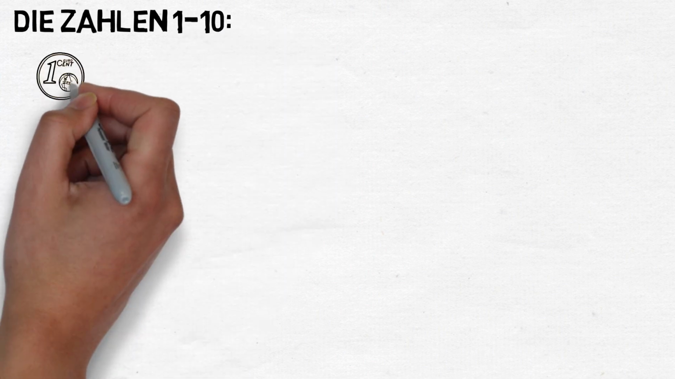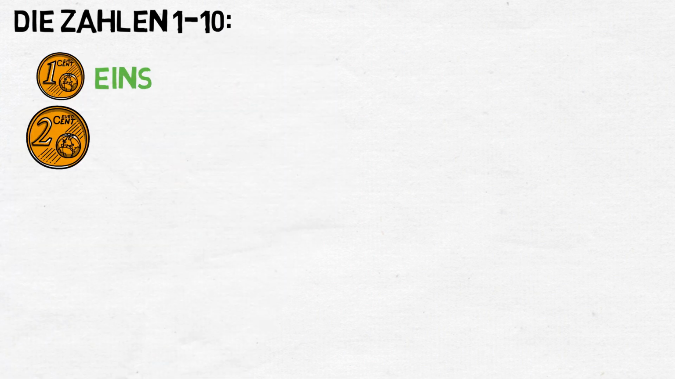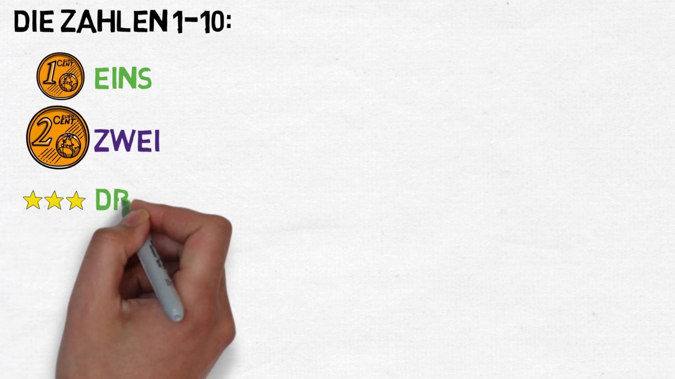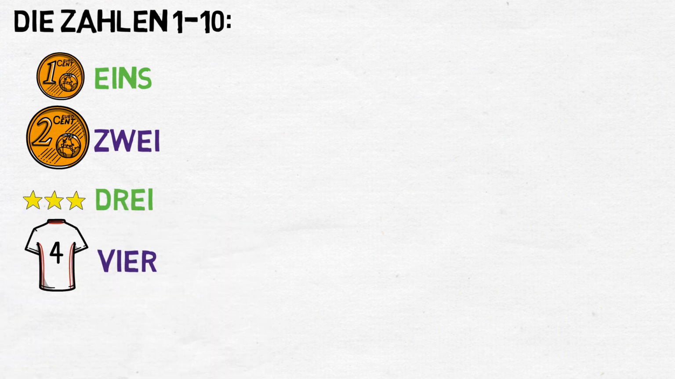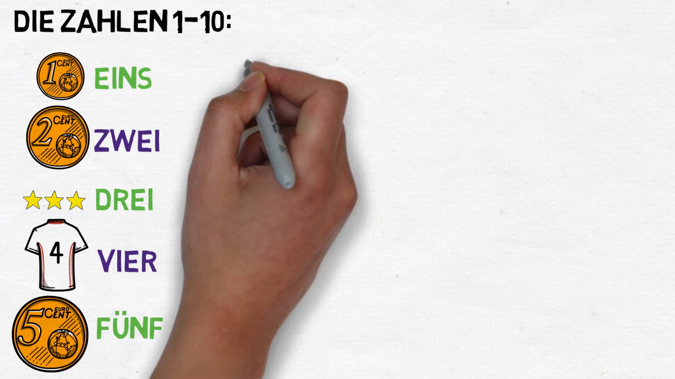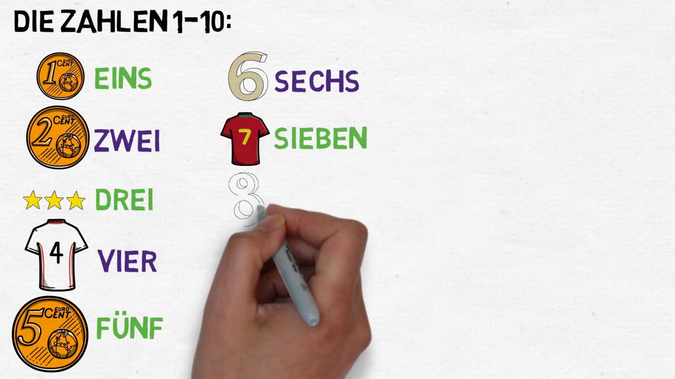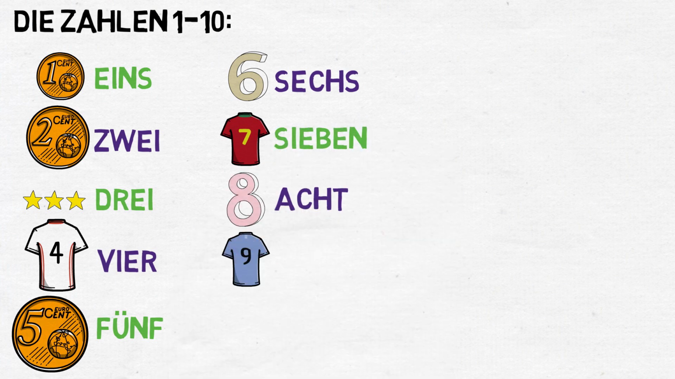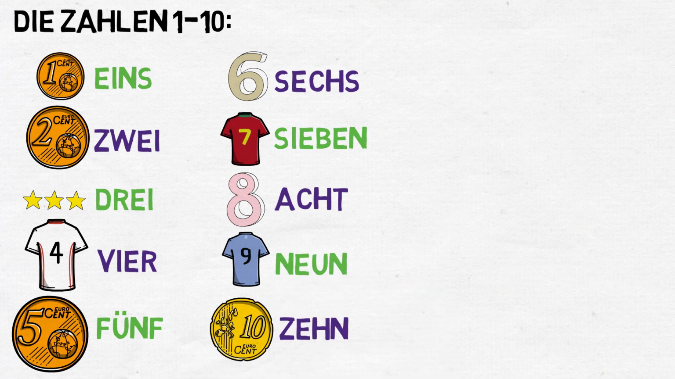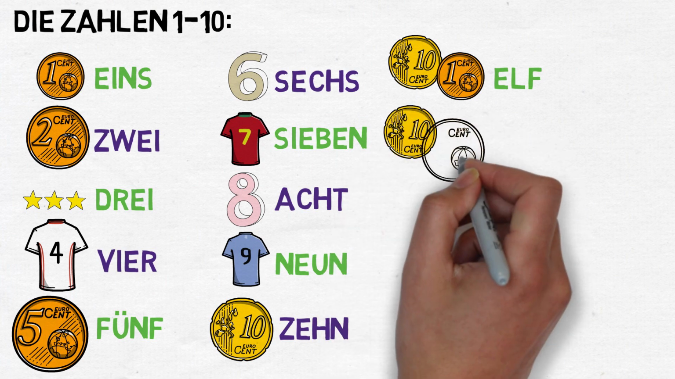The numbers 1 to 10 are as follows. 1, 2, 3, 4, 5, 6, 7, 8, 9, 10. Like in English, the words 11 and 12 don't really have anything to do with the words 1 and 10 or 2 and 10, and in German these two numbers are 11 and 12.